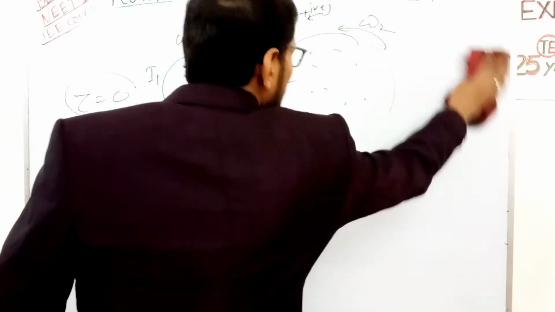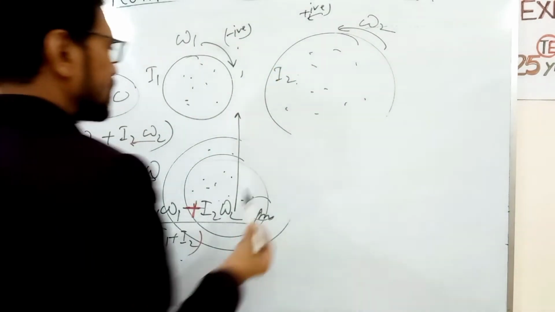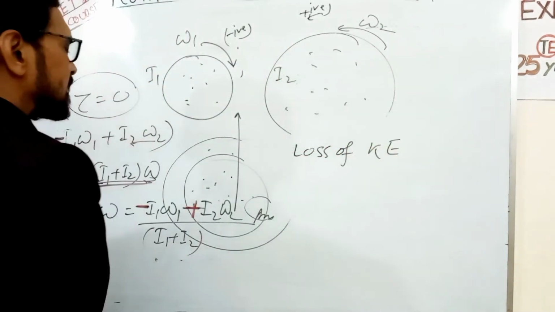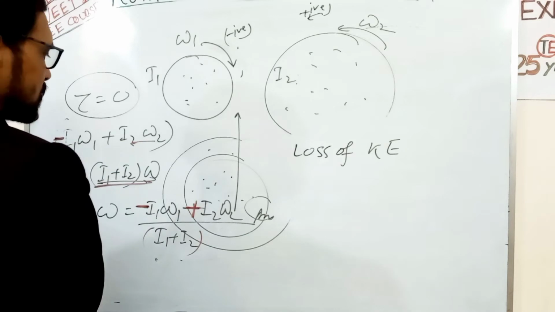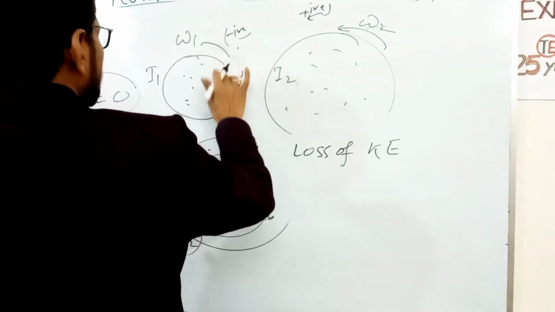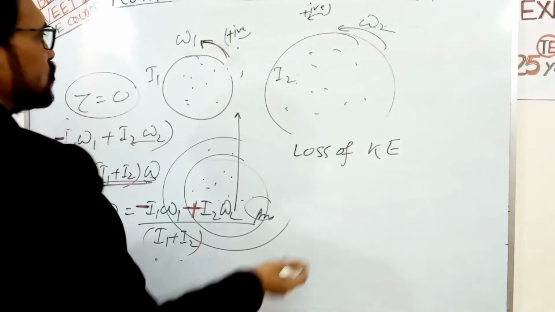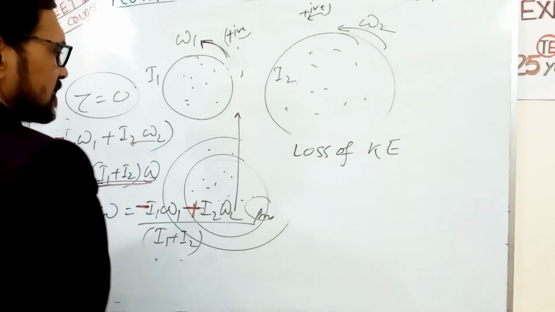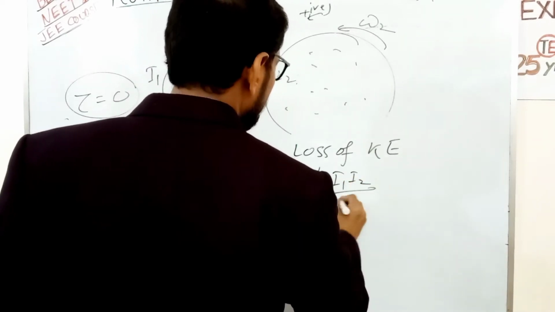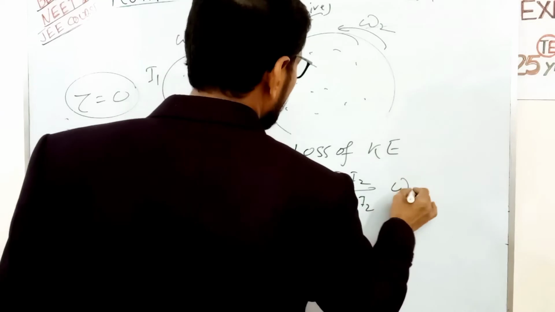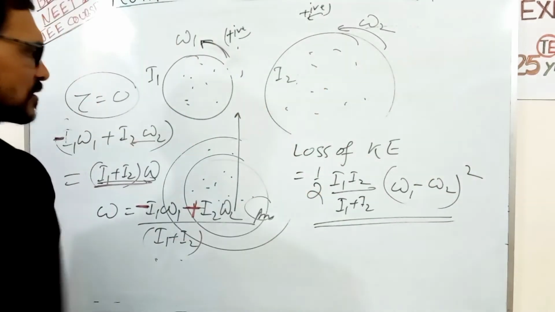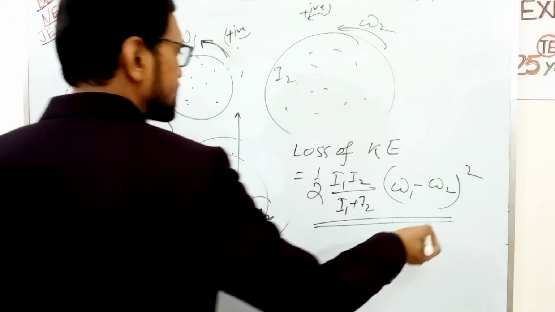Now here one important thing is loss of kinetic energy due to combination. Suppose this disk rotates first, take positive sign. If two disks rotate in the same direction, then loss of kinetic energy will be half I1 I2 by I1 plus I2 into omega 1 minus omega 2 whole square. This is the formula for loss of kinetic energy if the two disks rotate in the same direction.